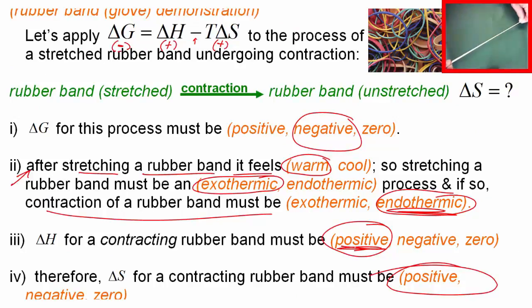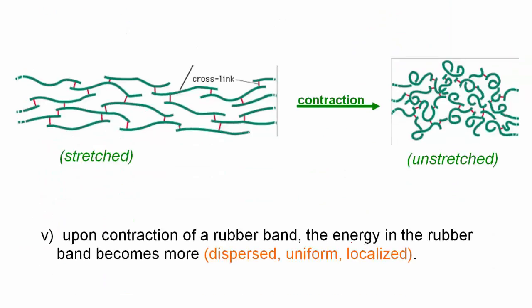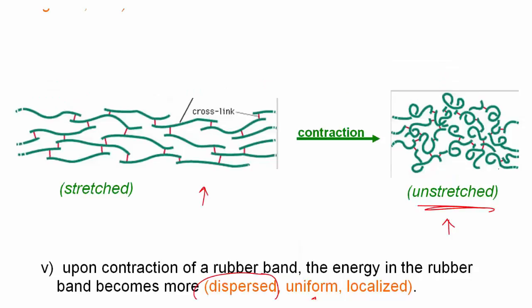Positive change in entropy. What does it look like at the molecular level? When it's stretched, we have cross-linking in these rubber bands, and they're kind of uniformly distributed here. And then when we let it contract to an unstretched position, the energy gets more dispersed. It's all over the place. So upon contraction of a rubber band, the energy in the rubber band becomes more dispersed. It was uniform here, but now it's more dispersed. Entropy change, positive.